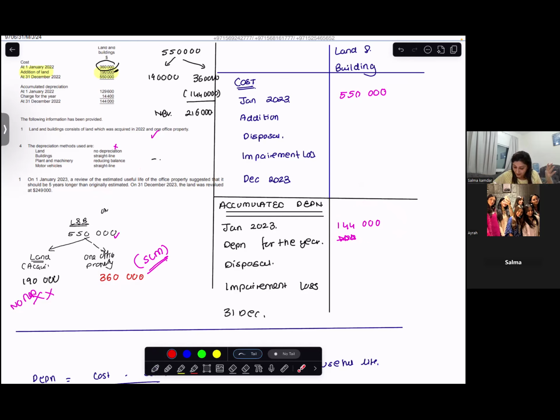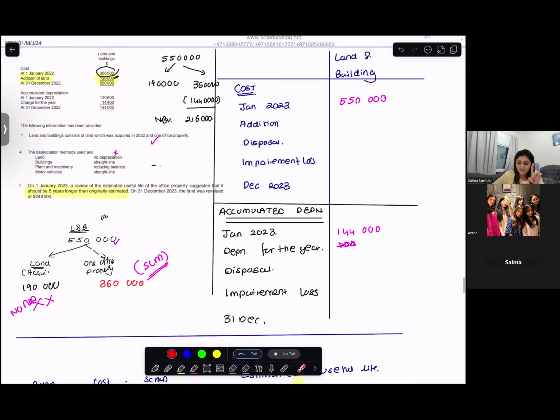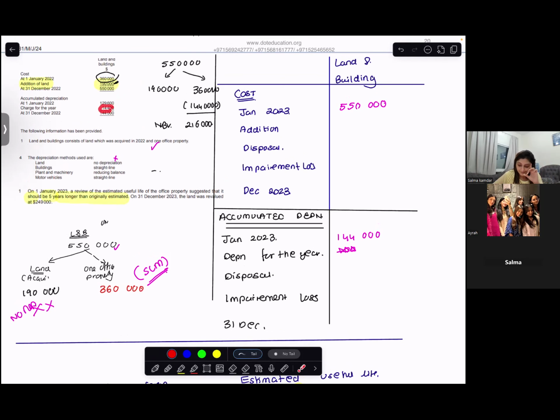Okay, what do they suggest? That the estimated useful life should be 5 years longer than the original estimate. I don't know the original estimate as of now, but I know that if we use a straight line method of depreciation, the charge per year was 14,400. Land was revalued at 249,000. What will we do?